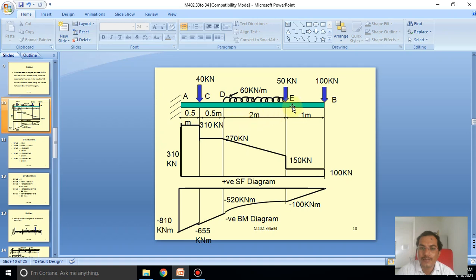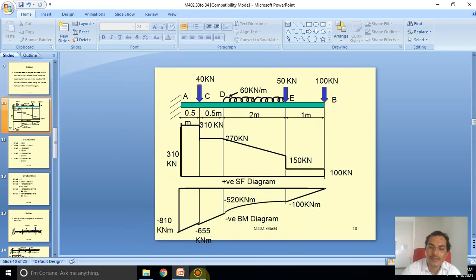That is 1 meter, and from E to the fixed point is 2 meter, and from E to the free end B is 1 meter. So the total distance is 1 meter, 2 meter and 0.5, a total of 4 meters. That is for calculating the different loads applied here: 100 kilonewton, 50 kilonewton, a 40 kilonewton point load, and the UDL load is 60 kilonewton per meter.